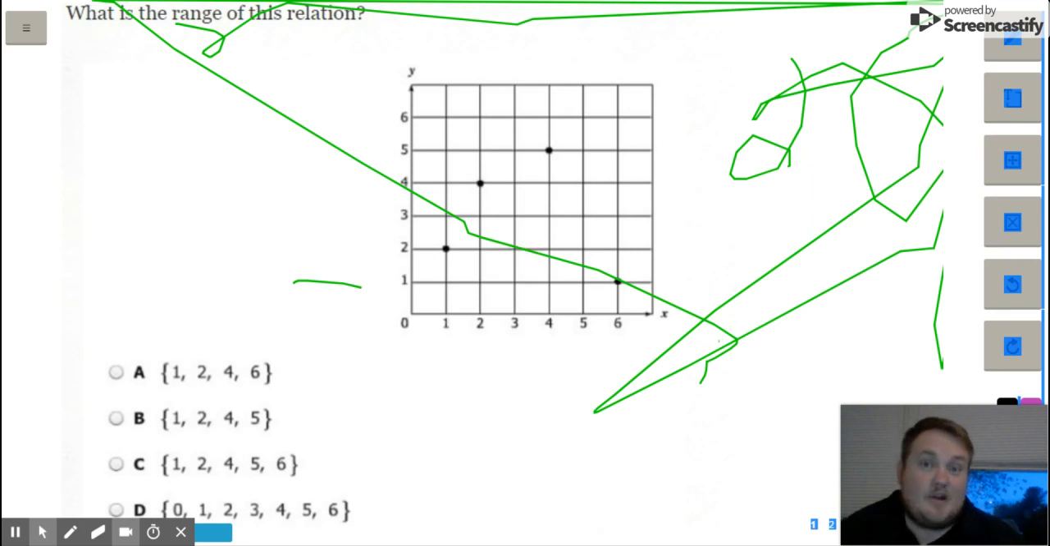Hey kids, today we're going to be looking at domain and range. So right now on your screen, we've got our first question, and that's what is the range of this relation?